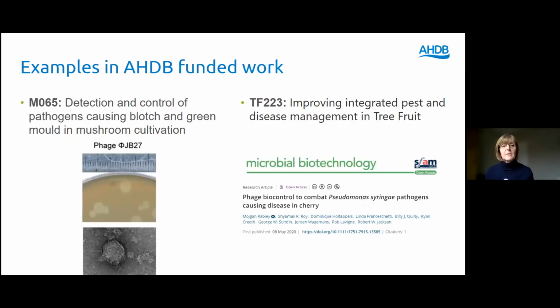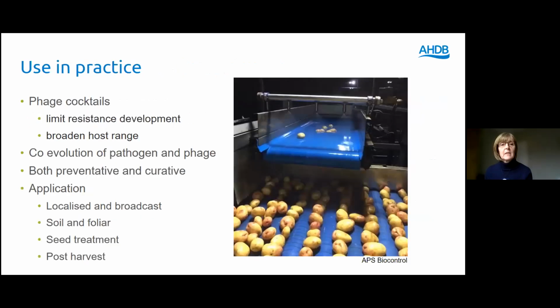There are a couple of examples here of AHDB funded work where we've looked at bacteriophage, one on mushrooms and one on tree fruit, there on the cherry. In the cherry work, a mix of 4 phage isolates were applied prior to leaf 4, and that decreased the bacterial population by approximately 10-fold in comparison to a water control, which is considered comparable to chemical control.